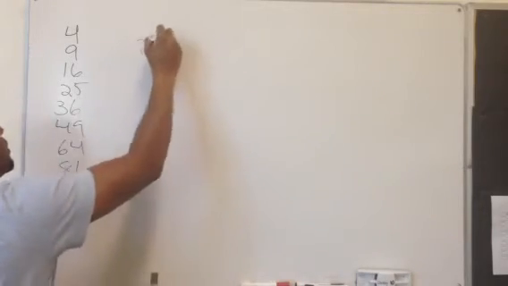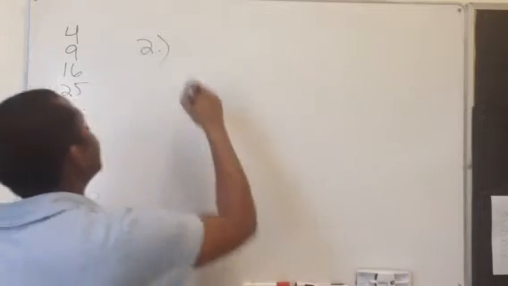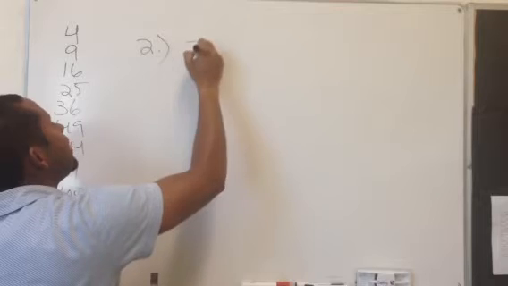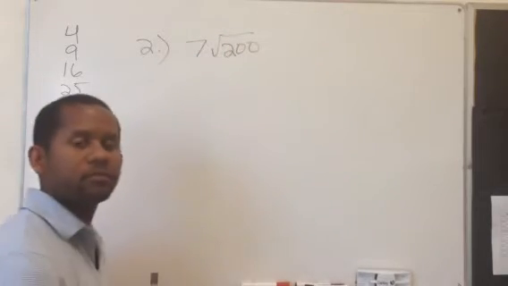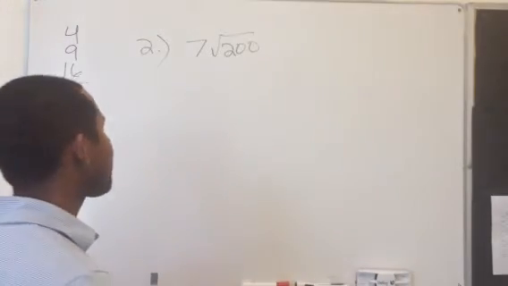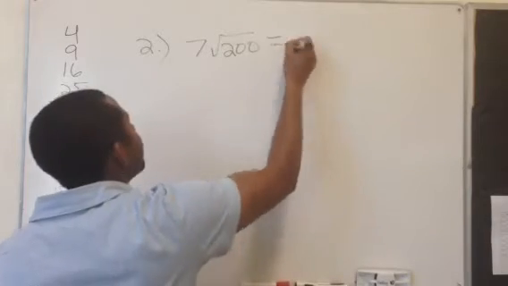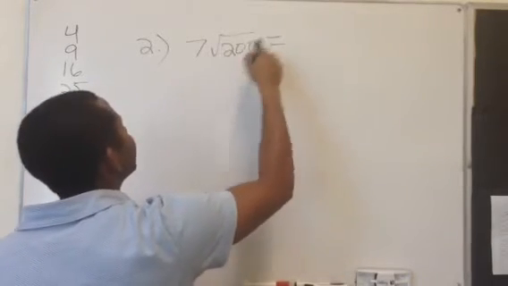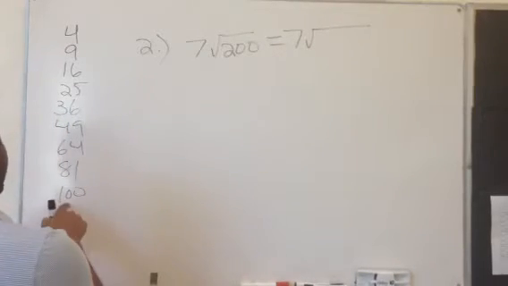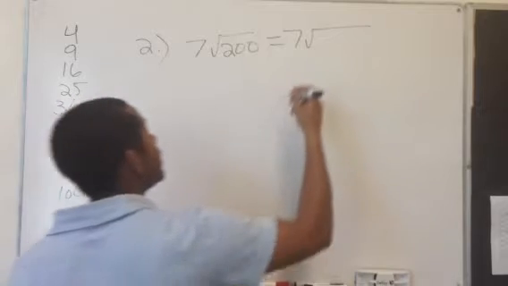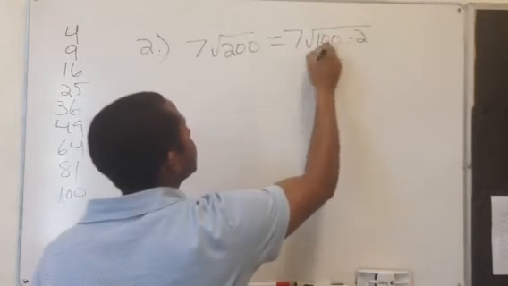Number 2. You do this problem. It's going to say 7 square root of 200. Pause right here and solve it. All right, you just did that, hopefully. And you said, all right, well, I got to deal with this 200. So 7, I got to break down 200. Oh, wait, 100 times 2 is 200. So 100 times 2. Key is the 100.